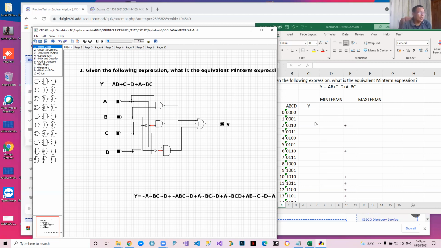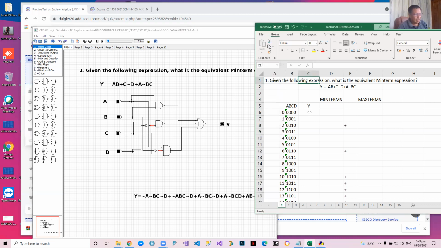Now we go back to our Excel worksheet here. We are going to examine the output for each row. And we will hunt for values of one because minterms are those rows in our truth table where the output is one. Okay, the result is one. So we start with 0, 0, 0, 0. This is a block. A block indicates a zero. Okay, so we'll just record it here, but we'll ignore it because we are looking for ones.